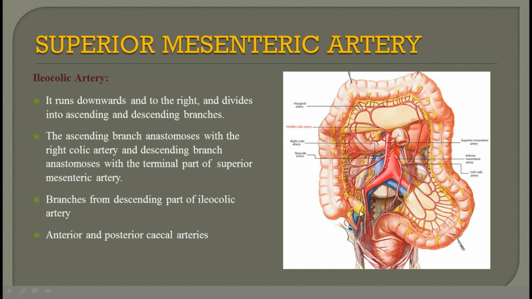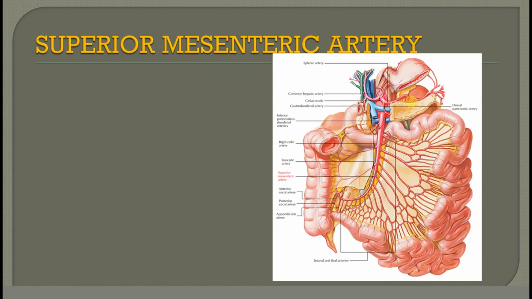Okay. So, the ileocolic artery: the descending branch anastomoses with the superior mesenteric artery. The descending branch also gives anterior cecal, posterior cecal, and the appendicular arteries. The ascending branch of the ileocolic anastomoses with the descending branch of the right colic artery. Okay. So, those are the branches of the ileocolic artery. So, we have seen all the branches on the right side. First one is the inferior mesenteric artery. Then we have seen the middle colic, right colic, ileocolic.